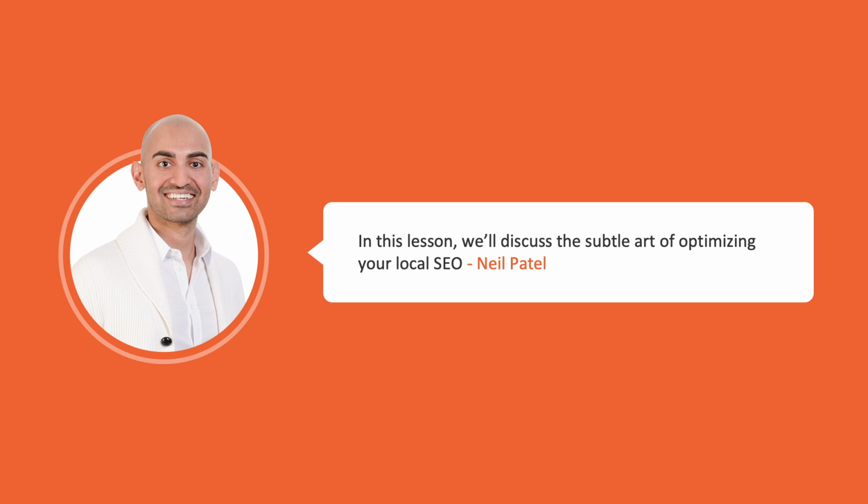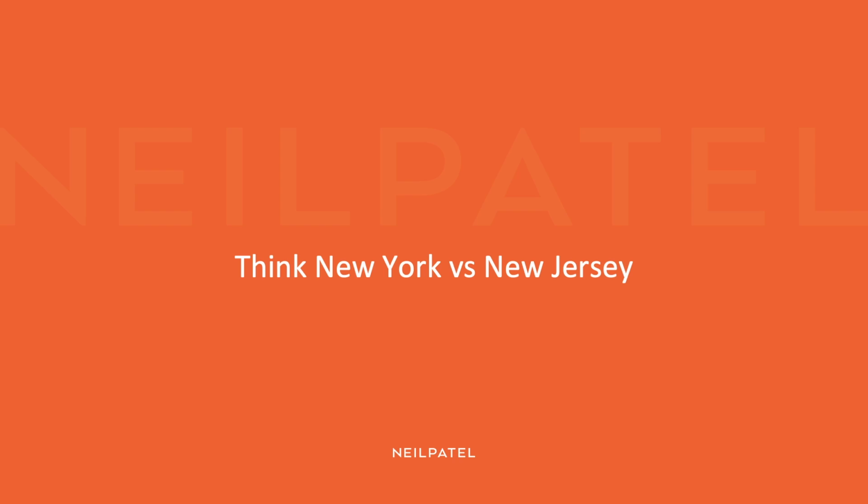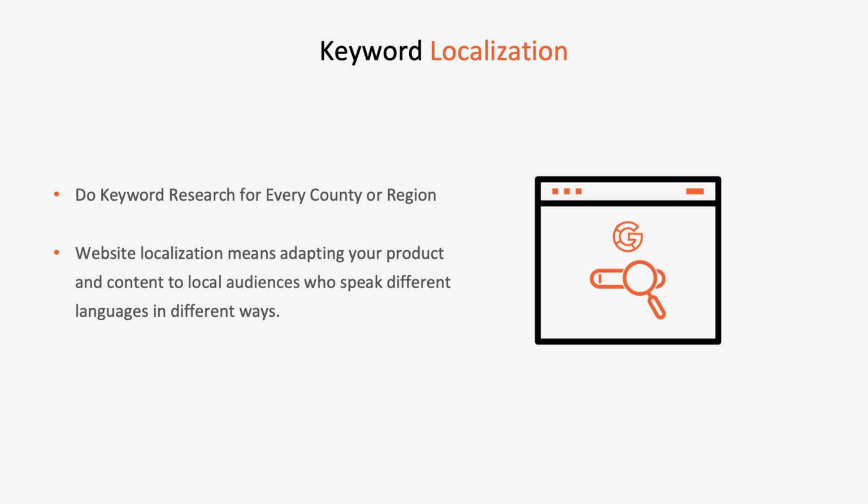And when we're discussing local SEO, I want you to first start off by thinking about New York versus New Jersey. Just for a moment, think about New York versus New Jersey. All right, you got that in your head? Well, I'm going to go over that in a little bit, and you have a few extra seconds to think about it. But the overall reason why I brought that up is when you're doing keyword research, you have to do it for every single county, region that you focus on. You need to also adapt your website to that local audience.